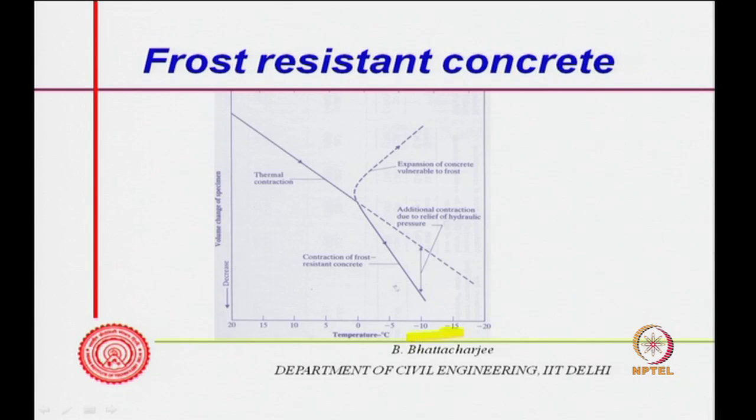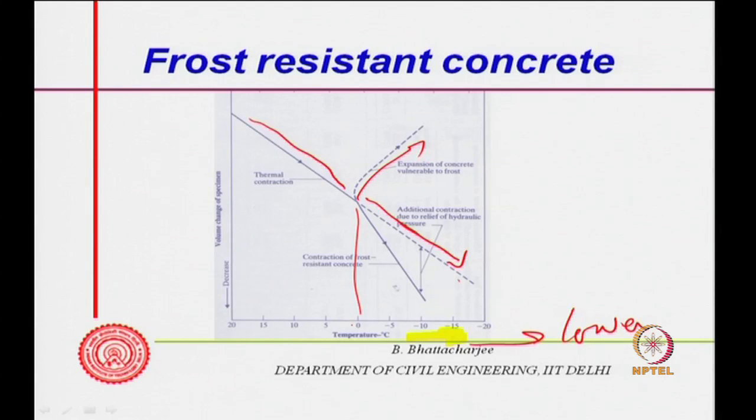You see, when temperature is going down, there is thermal contraction of the concrete, and if thermal contraction had continued after 0 degree centigrade, it would have gone like this, parallel to this. But if I look at the bulk behavior, from this point it starts expanding. Why? If it is not air entrained, it starts expanding because of the hydraulic pressure of freezing, because of the ice being formed inside, which causes excess internal pressure and expansion till it fails, till the surface concrete goes out.